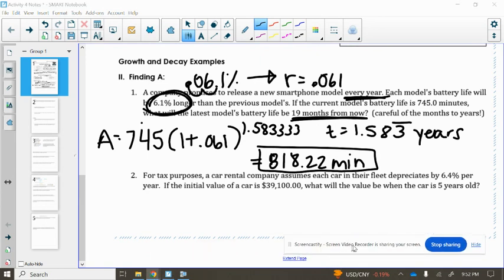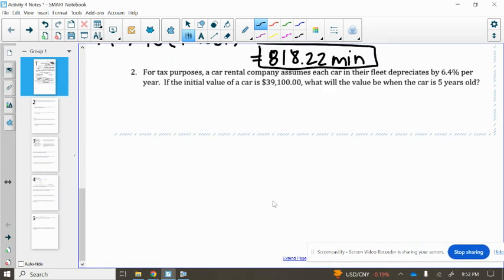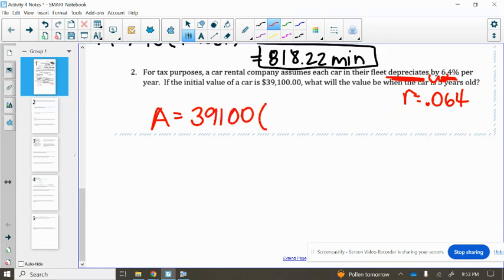Now our next example is that of a decay, because in our next example it says a car rental company assumes that their fleet depreciates by 6.4% per year, and we want to know after 5 years how much would a car be worth. Okay, so again, we're depreciating. And again, our rate, we have to move that decimal point back 2 spots, so it becomes 0.064 is our R value.